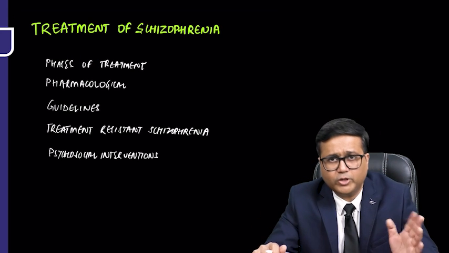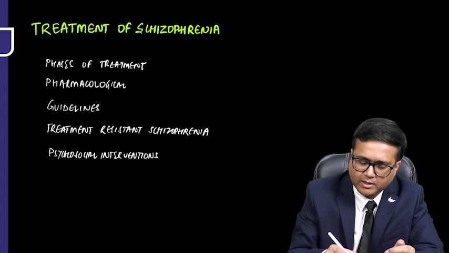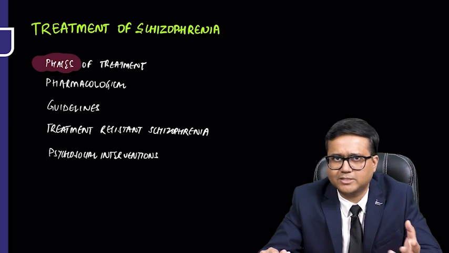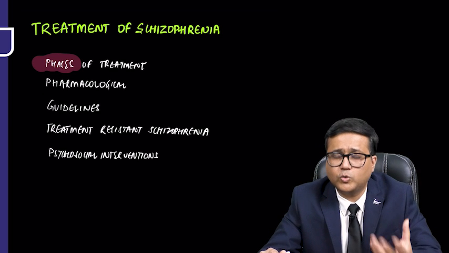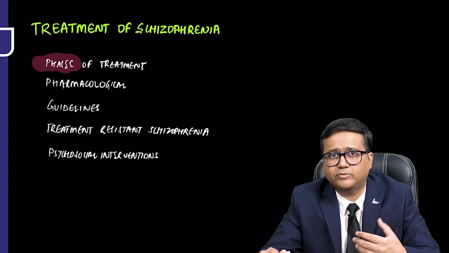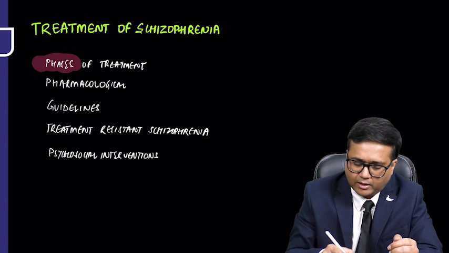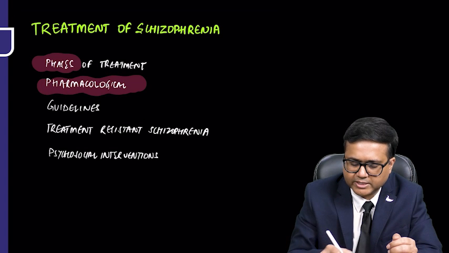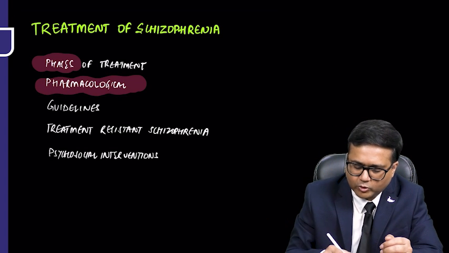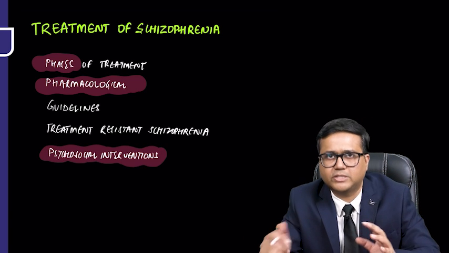And these are the important headings under which we are going to cover the treatment of schizophrenia. We'll talk about the phases of treatment. So there are 3 phases of treatment. We'll discuss all these 3 phases, what are the focus during each of the phases, and what are the goals when we are treating the patient under a particular phase. Of course, we'll talk about the pharmacological management. In fact, we have 2 important modalities. One is pharmacological and the other is the psychosocial intervention, that is the non-pharmacological modalities.